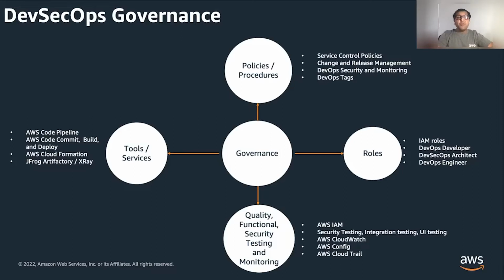We need to have a DevOps developer role, DevSecOps architect role, and DevOps engineer role. Our architecture has to be secure based on the best practices to enable all of these guardrails and best practices in our architecture. Our pipelines need to have quality functional security testing and monitoring enablement.